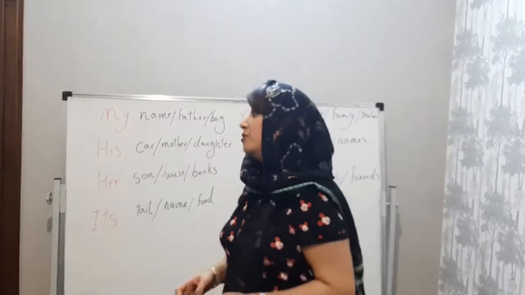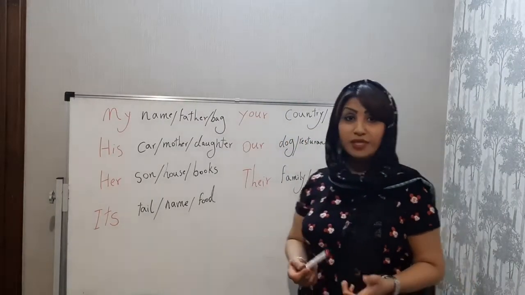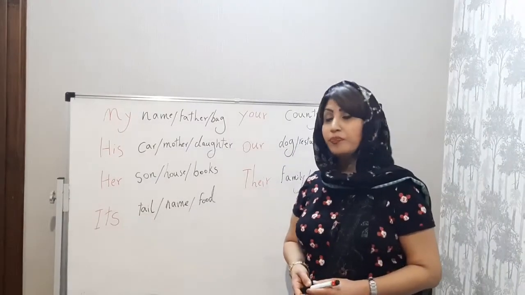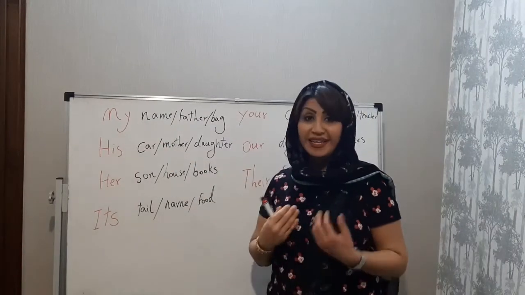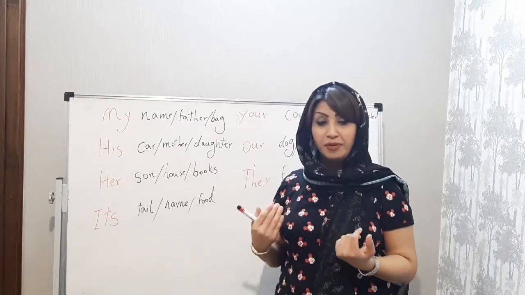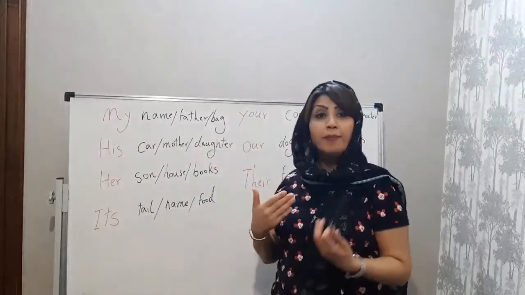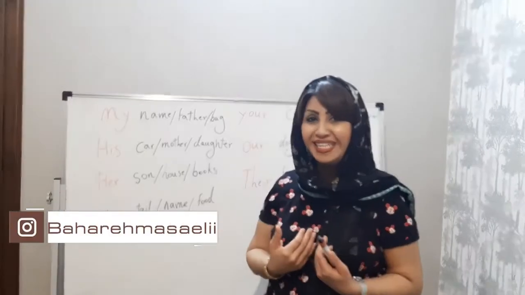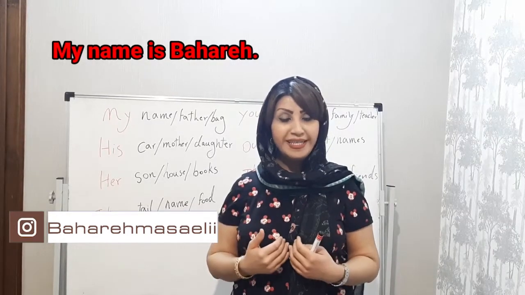As you see here, I wrote possessive adjectives with some nouns. So we start with the first one. The first is my. Maybe I own something. Yes, you can say my name. My name is Bahare.